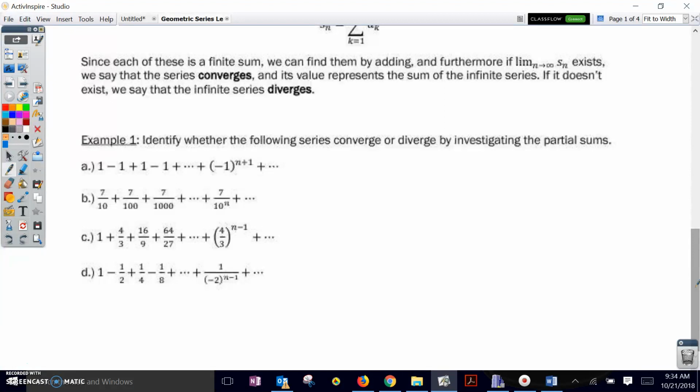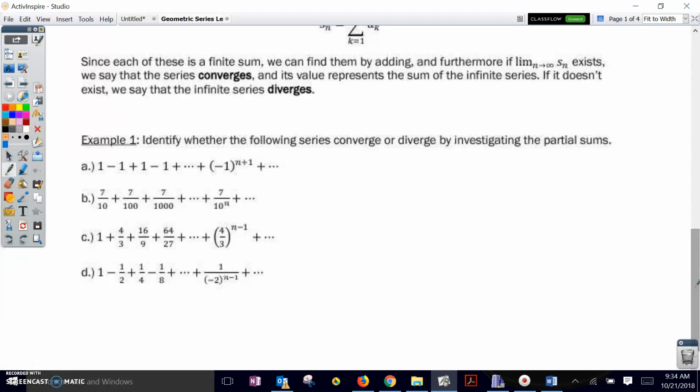In this first example, we're going to identify whether these series converge or diverge by investigating the partial sums. For a series, I'll take the sum of the first term, and then the sum of the first two terms, and then the sum of the first three terms, sum of the first four terms. Those are our partial sums. And in order for a series to converge, the limit of its partial sums needs to exist and be some finite value.